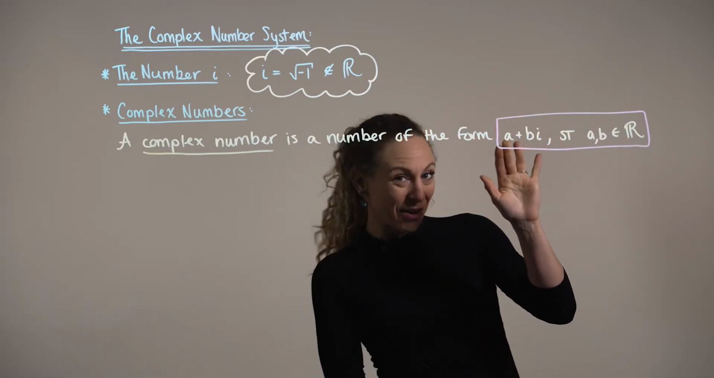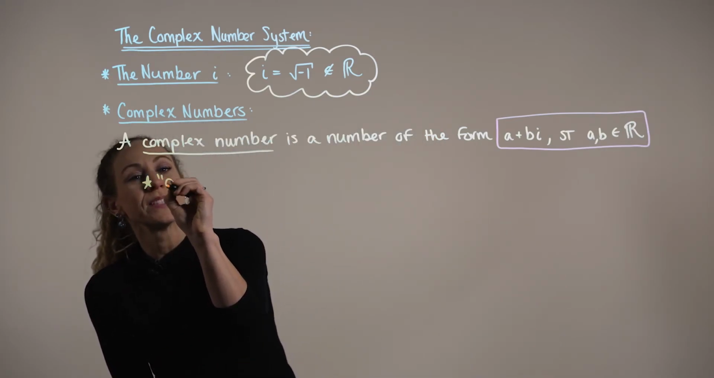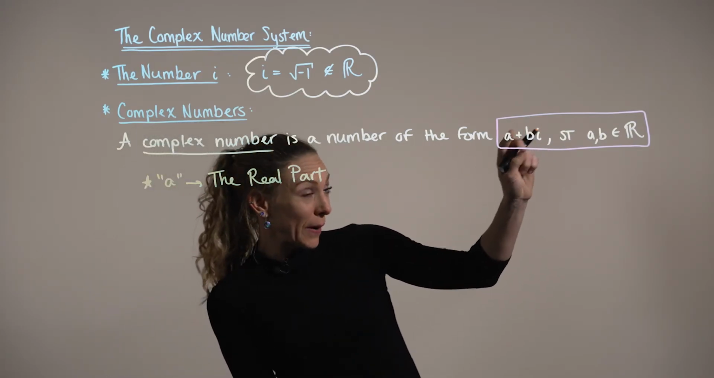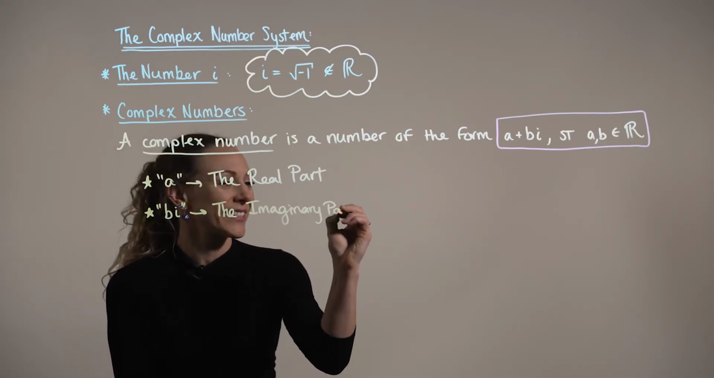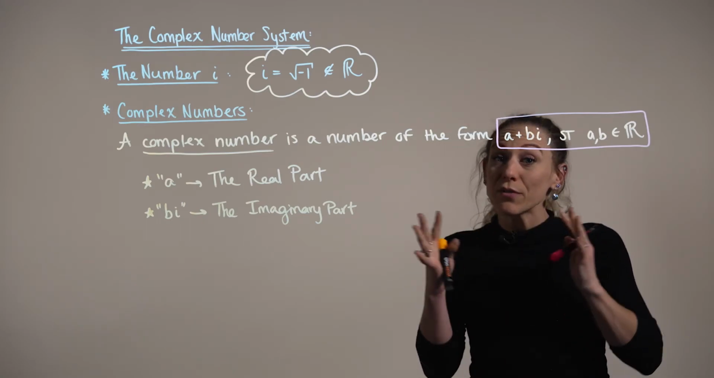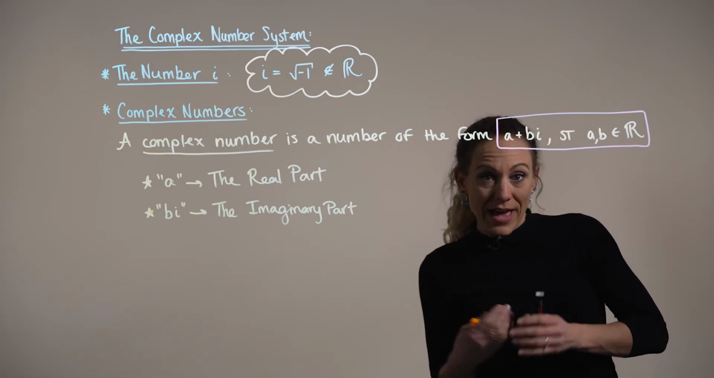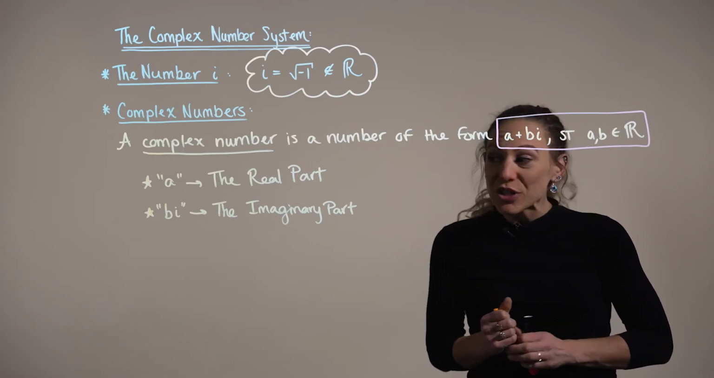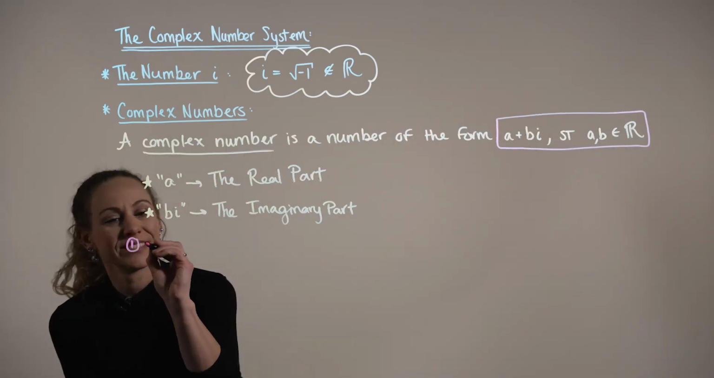Now, looking at our complex number a plus bi, we say that the term a is called the real part, and the term bi is the imaginary part. Notice here that both a and b are elements of the real numbers. So with this in mind, we know that a or b or both could be 0, which is going to produce different cases of complex numbers.